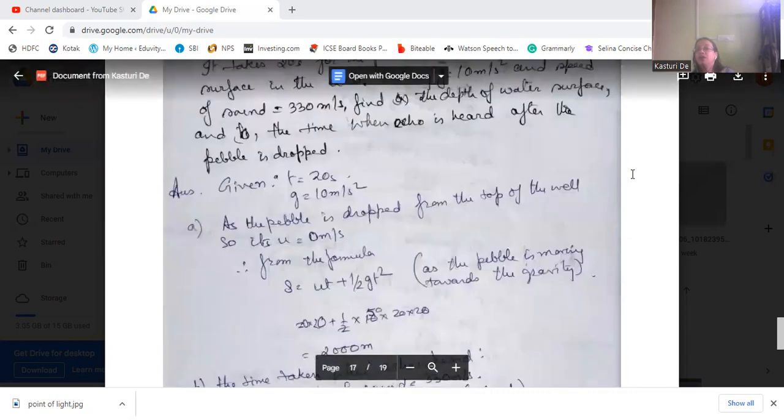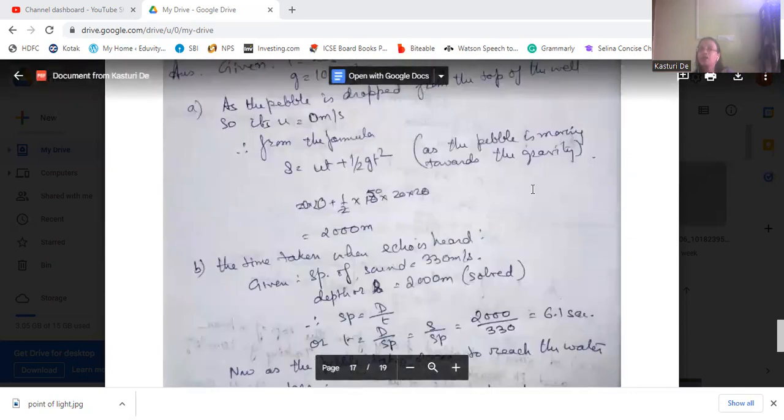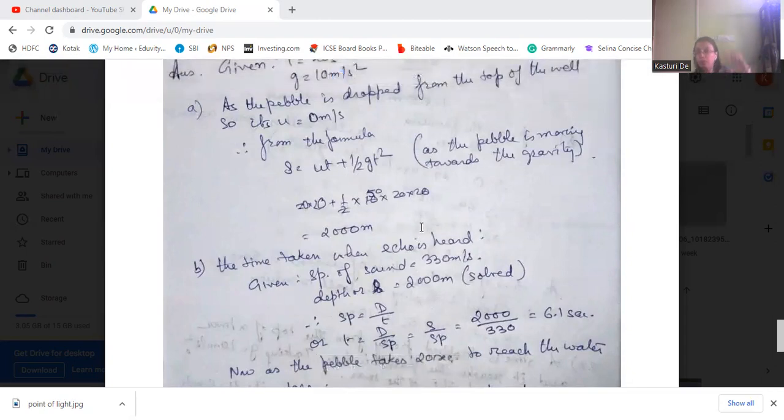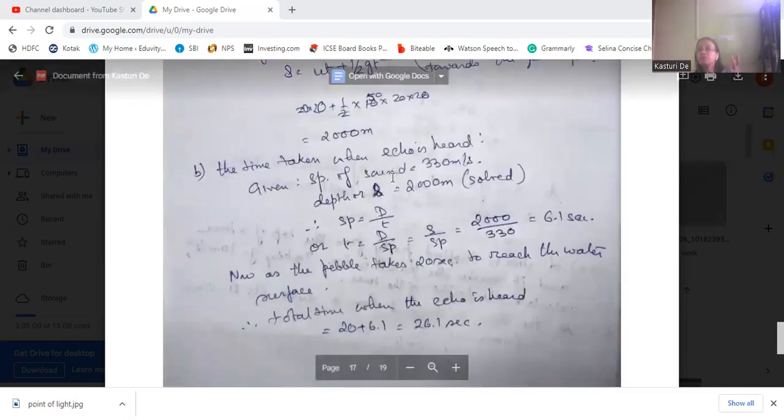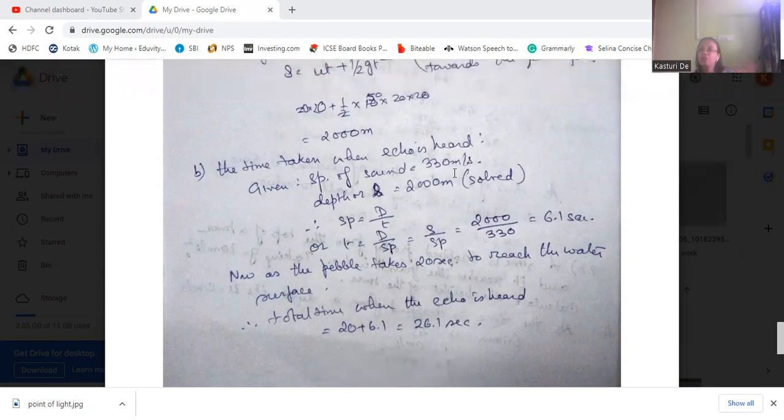As it is moving towards the ground, s is equal to ut plus half gt square. So it will be 2,000 meters. From the top to the surface of the water is 2,000 meters. Okay. Then the time taken when the echo is heard: speed of the sound is 330 meters per second. Okay. Depth is 2,000 meters.